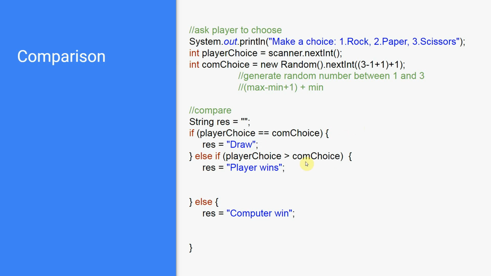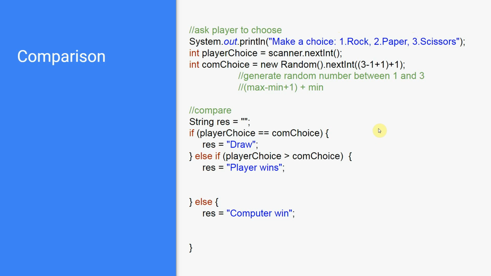That logic works for most cases. For example, scissors can cut paper, and 3 is greater than 2. Paper can wrap rock, and 2 is greater than 1. Only for this case, the number 3 is greater than 1, but the rock crushes scissors.